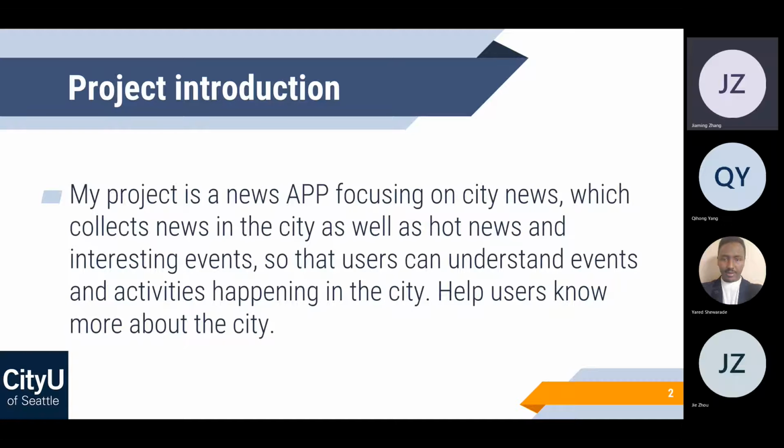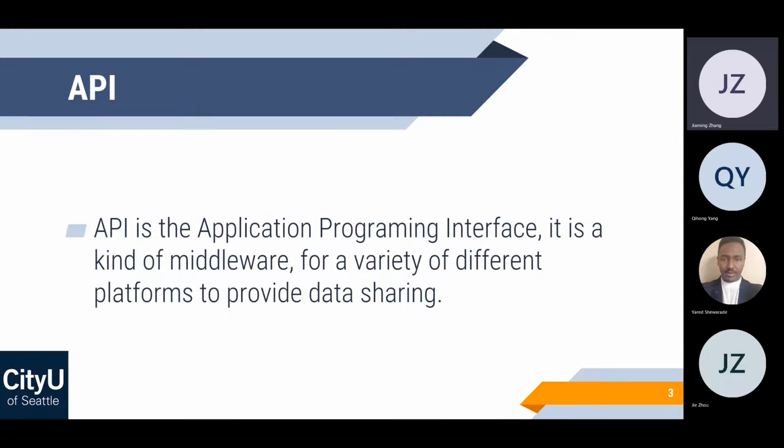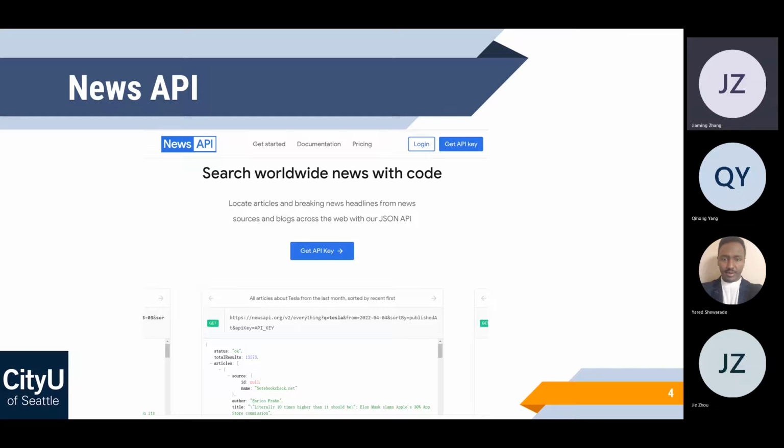I use some website APIs to get real-time news data. An API is an application programming interface. It is a kind of middleware for a variety of different platforms to provide data sharing. And I collect the news data through the News API website and display the data on the UI of the app.